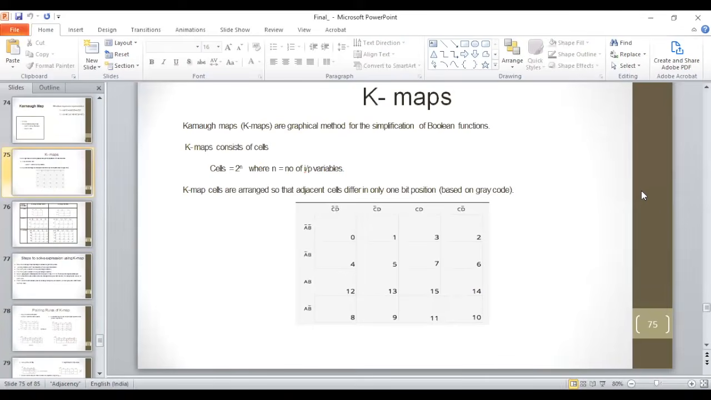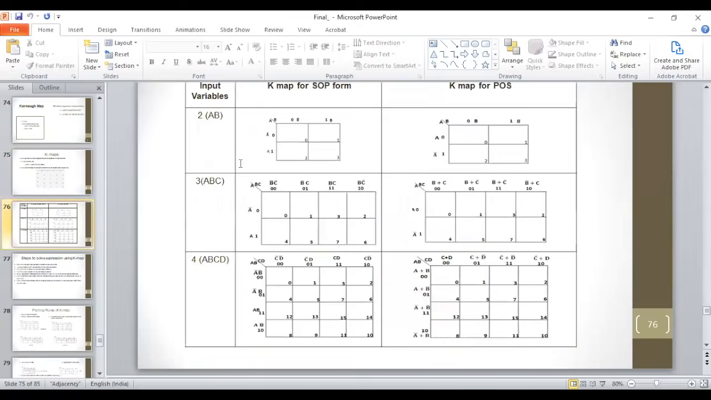Now, before I move further, I have to talk about two, three things very clearly. When I say 2 raised to power n, don't cram it. I again repeat, don't cram it. Say you are having two variables. Now this is 2 raised to power n, 2 raised to power 2, that is 4. So total blocks, how many? 4. And what is the maximum value you can have? 0, 1, 2, 3. That's it. So let's go to K-map.